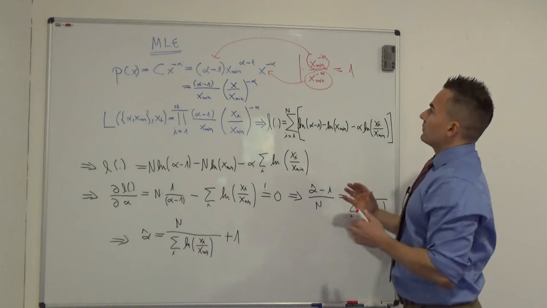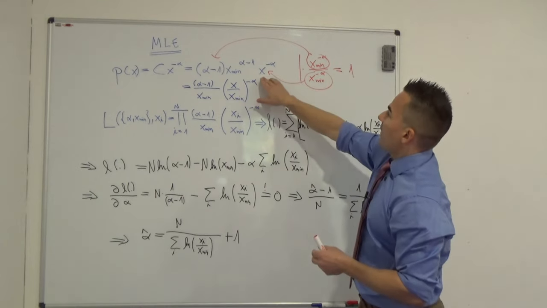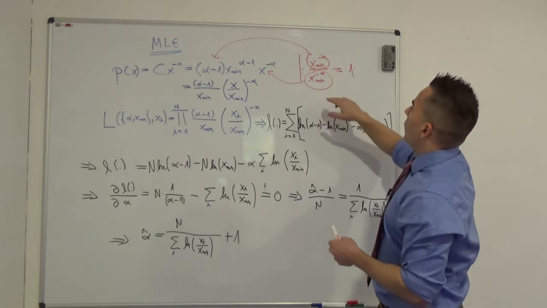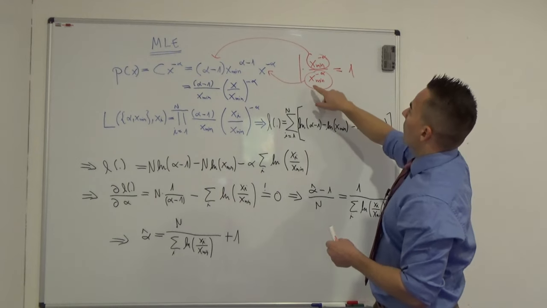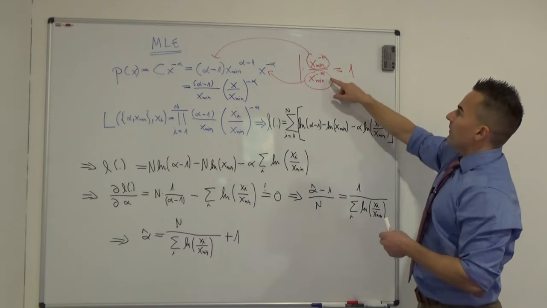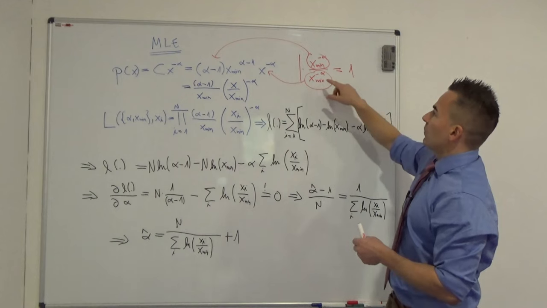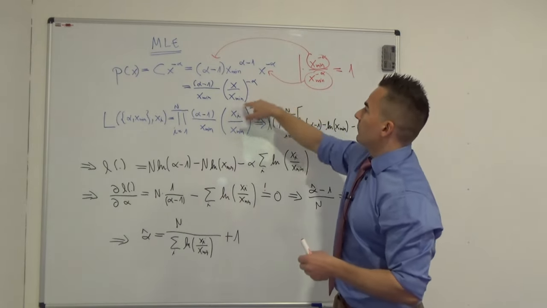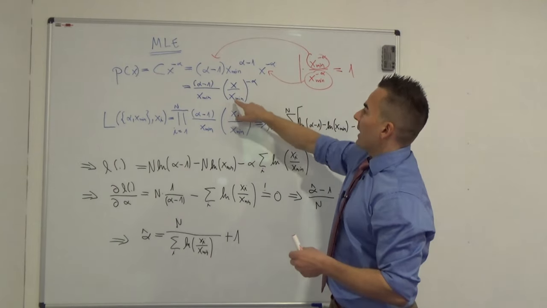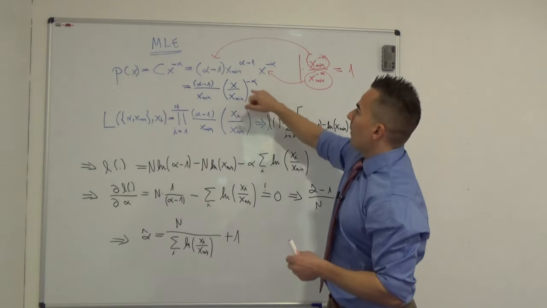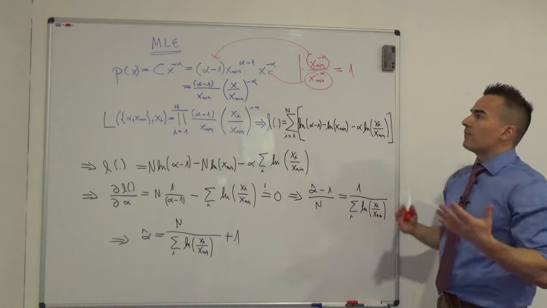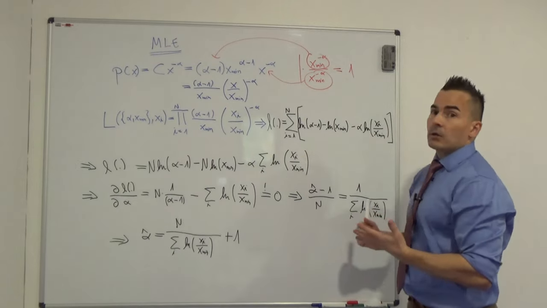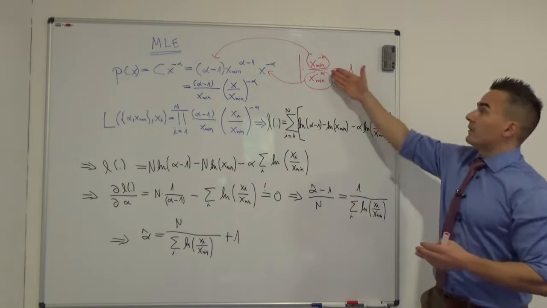And what happens with the second term? If we expand x to the power of minus alpha with 1 over x minimum to the power of minus alpha, because both have the same exponent, we can move the exponent outside the parentheses. And what remains is x over x minimum in parentheses to the power of minus alpha. So it is the same function as the original function, just expanded.